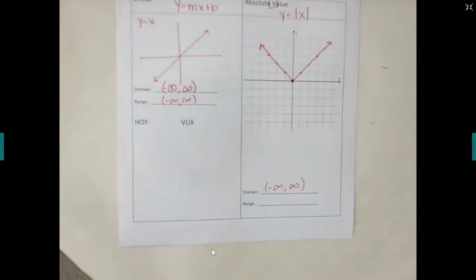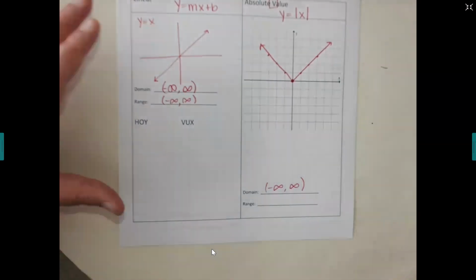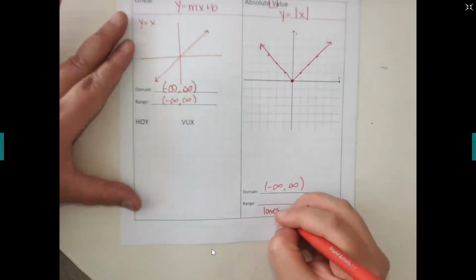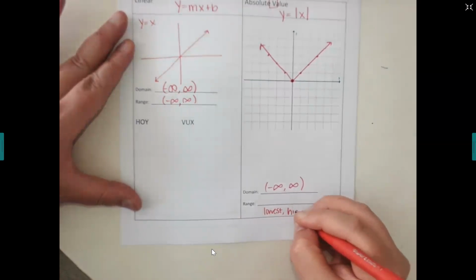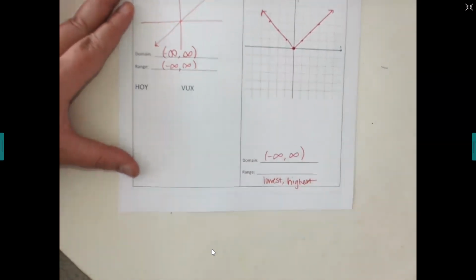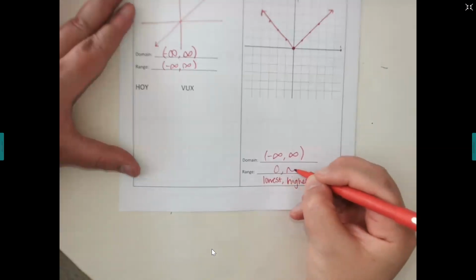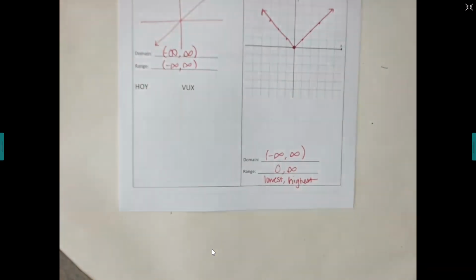But my range is not going to be negative infinity to infinity. And the reason why is when you trace your V, does it go down forever? No, it stops going down here at what number? 0. Very good. So your lowest value is going to be 0. What will my highest value be? Positive infinity. Very good. Then remember that for 0, since I have a dot at that value, I give it a bracket versus infinity will get what? Very good.